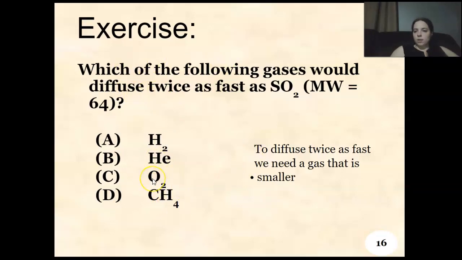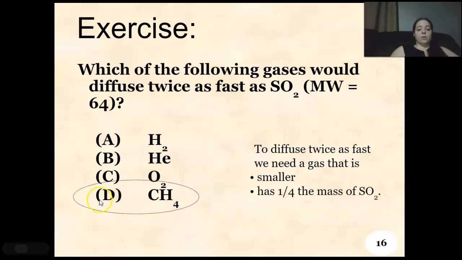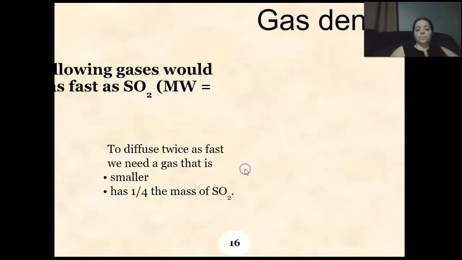Oh, twice as fast. Wouldn't it be oxygen, O2? Because it's 32, it's half of it. Well, no, it's got to be a quarter of the mass of sulfur dioxide. So we're going to look at methane.